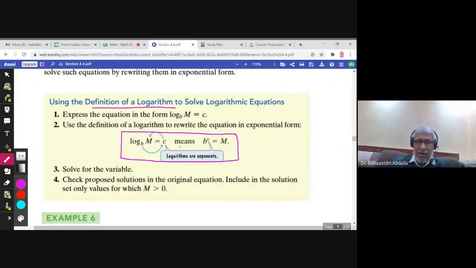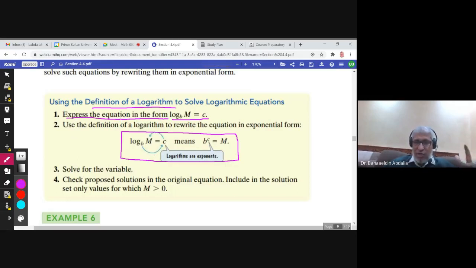Okay, that's the method. But first, these are the steps. The equation has to be written in this form and exactly in this form, which means if there is a number in front of log, and if the equation is 3 log m to the base b, you cannot use the definition. What should you do? You have to get rid of the 3. You have to take it up using the power rule, as we shall see in the exercises.